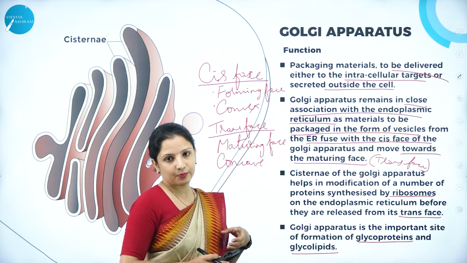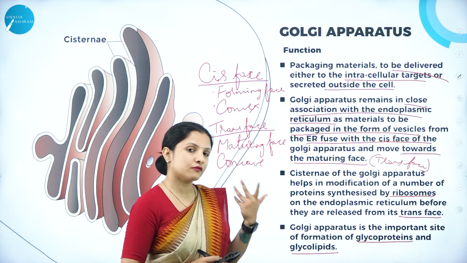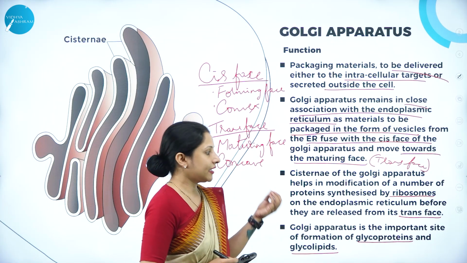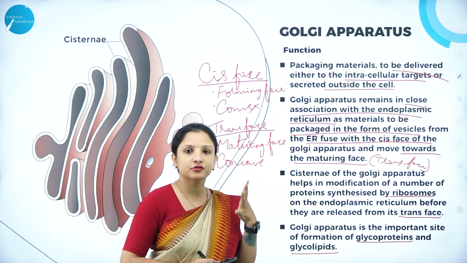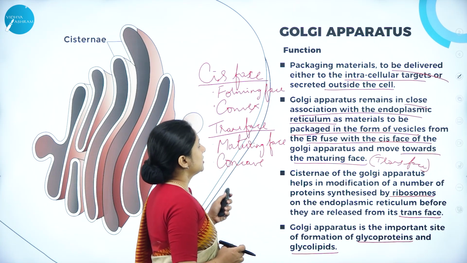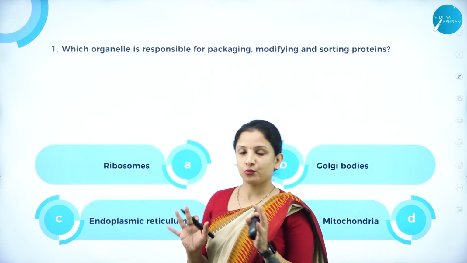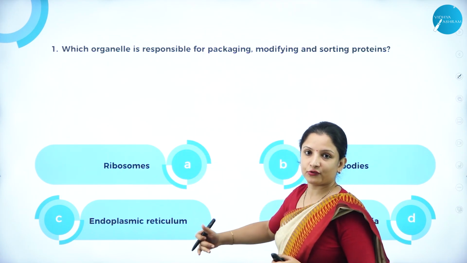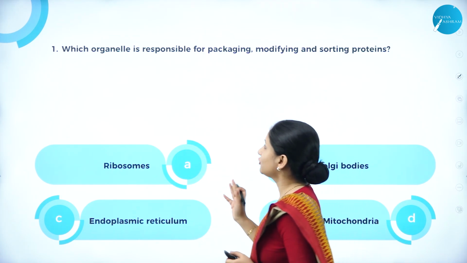Next, the cisternae in particular help in modification of the proteins from the ribosomes on the rough endoplasmic reticulum, and apart from that, the Golgi apparatus also helps in the formation of glycoproteins and glycolipids. So this is about the function. Now we know about this topic. Let's see what sorts of MCQs can be framed regarding it.